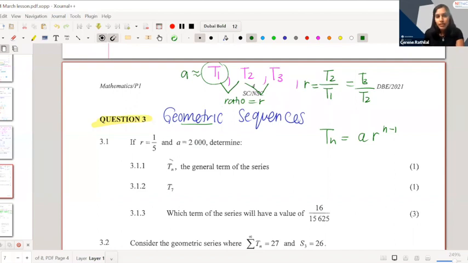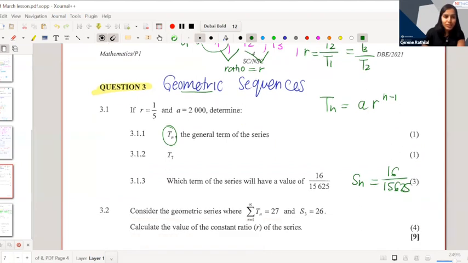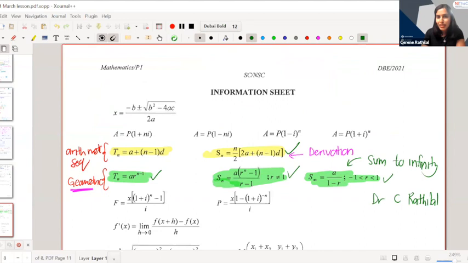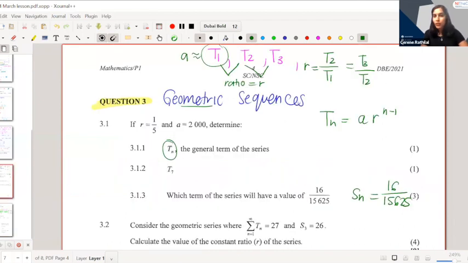And so that question deals with asking you, well, what is the general term? You're given R and you get given A. So clearly you could write down the general formula. They ask you for T7. And then they ask you to which term in the series, meaning sum to n terms, is equal to 16 over 15,625. So utilizing that formula from your formula sheet, unfortunately, I don't have the time to go through this now. You could then find out which term you could solve for n. And so I think that is all that I have time for today.